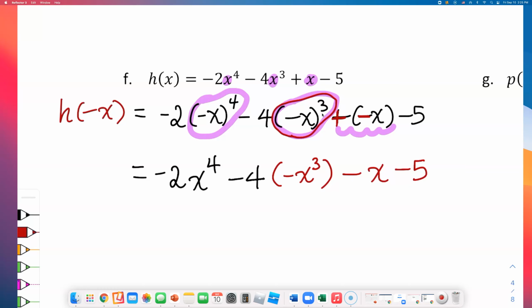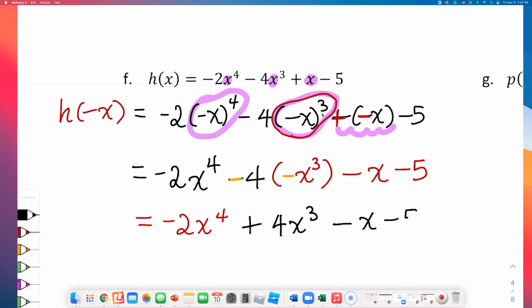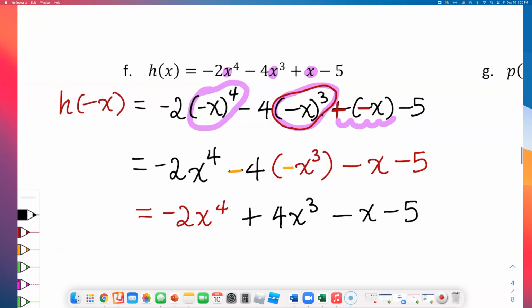Let me simplify this one more. Minus 2x to the fourth. But now I'm looking at subtracting a negative. If I multiply negative times negative, that will be a positive 4x to the third. And I'm going to bring down the rest of them exactly the same. Let's compare this to the original function. This is h of negative x.